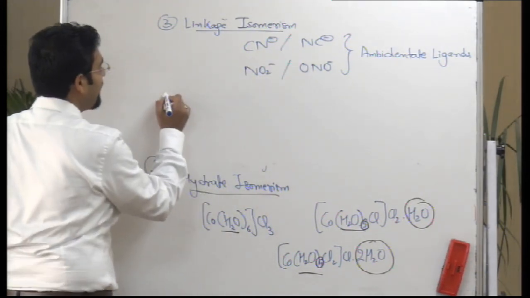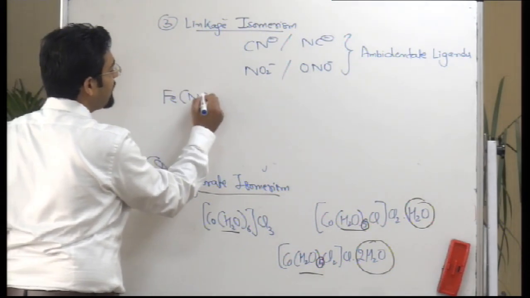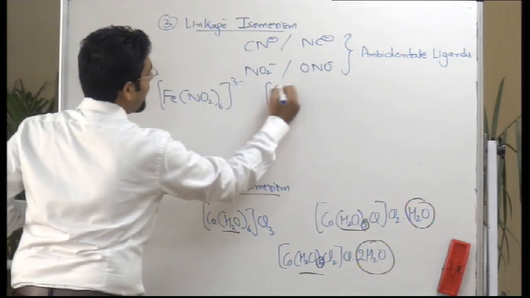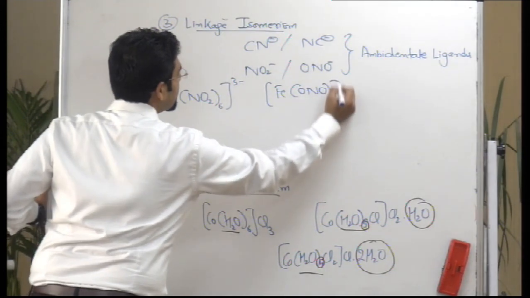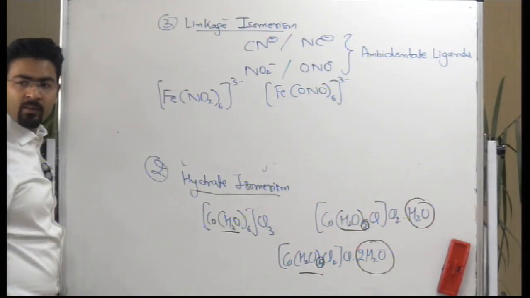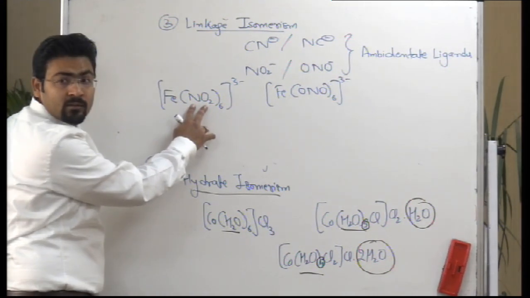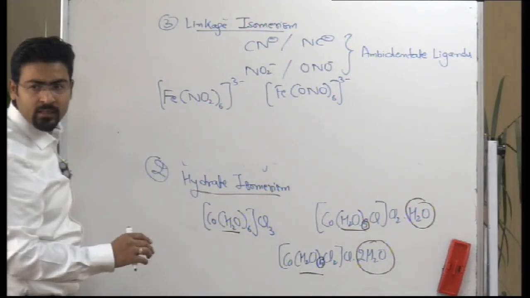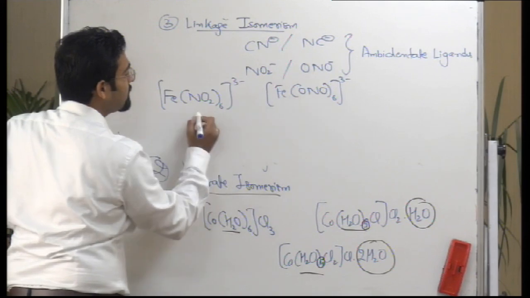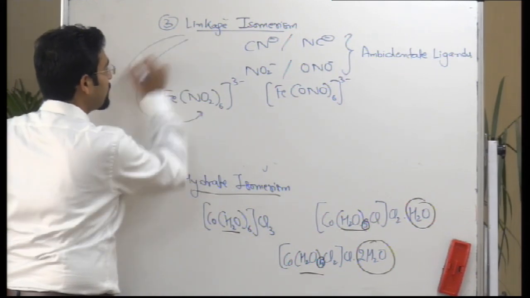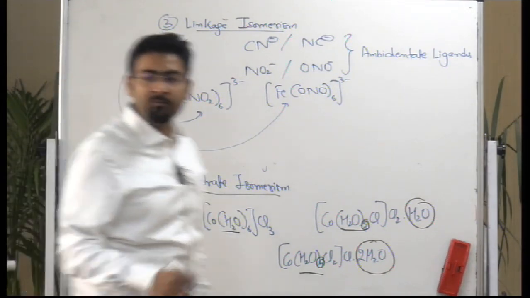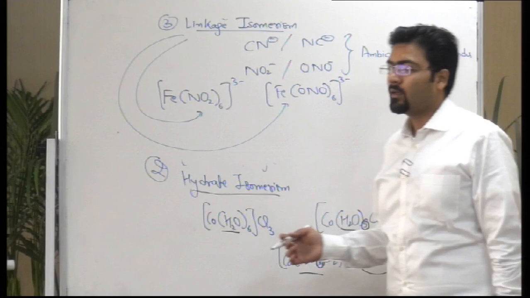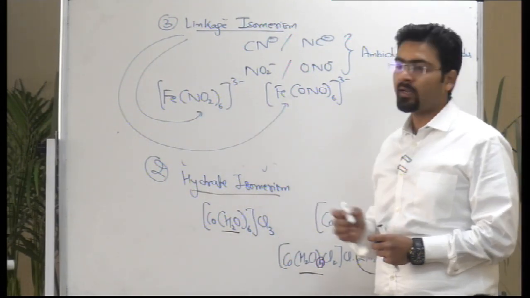So for example, I have a complex, let's suppose [Fe(NO2)6]3-, and I have a complex [Fe(ONO)6]3-. So in both the cases I have Fe3+ ion. In one case I have N-nitrito, in another case I have O-nitrito, or I have nitrito and isonitrito as the name of the ligand. So because of this difference, the two are linkage isomers. Because everything else is same, the only difference is the linking atom from the ligand. Here the linking atom from the ligand is nitrogen, here the linking atom from the ligand is oxygen.